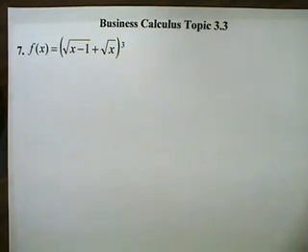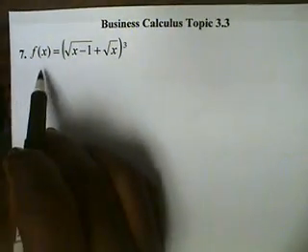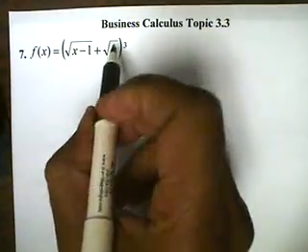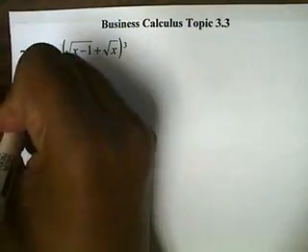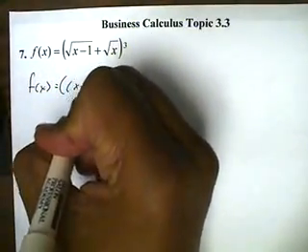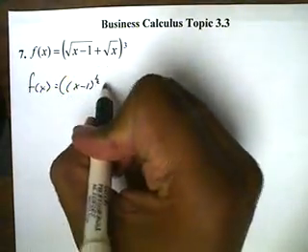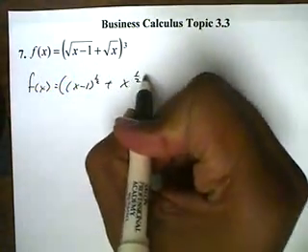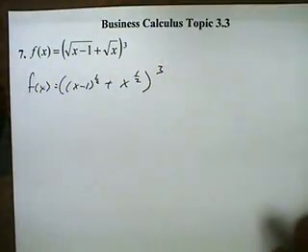Business Calculus, topic 3.3. We want to take the derivative of this function, problem number 7. I first want to convert all these roots into powers. So this will be f of x equals the quantity x minus 1 all to the 1/2 power plus x to the 1/2 power, all raised to the third.